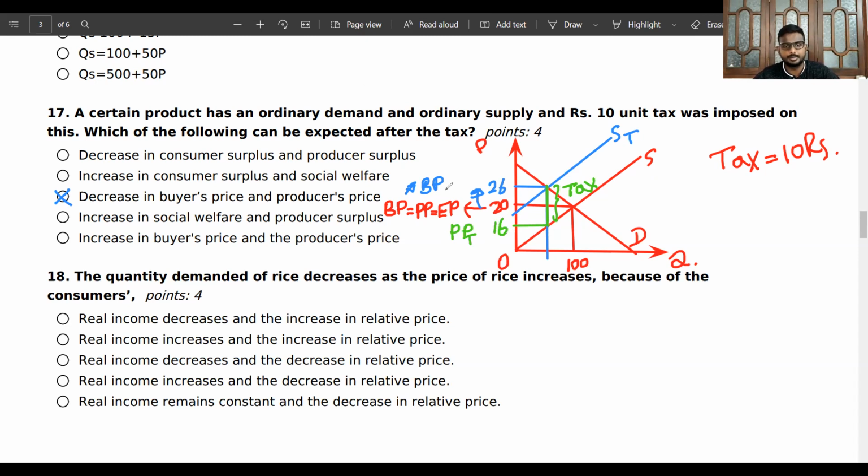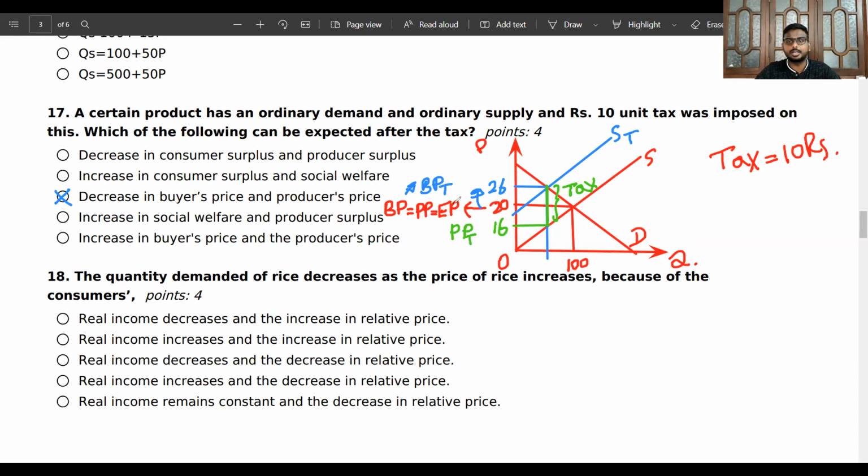Why is that called the producer price after tax? It's because the new equilibrium price is 26. The producer sells it for 26 to the customer, but after selling it for 26, the producer has to pay 10 rupees to the government. So the producer is left with how much? 16 rupees. We call it the producer price after tax.